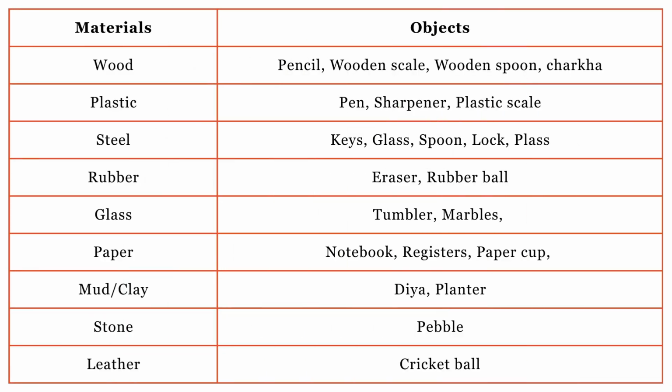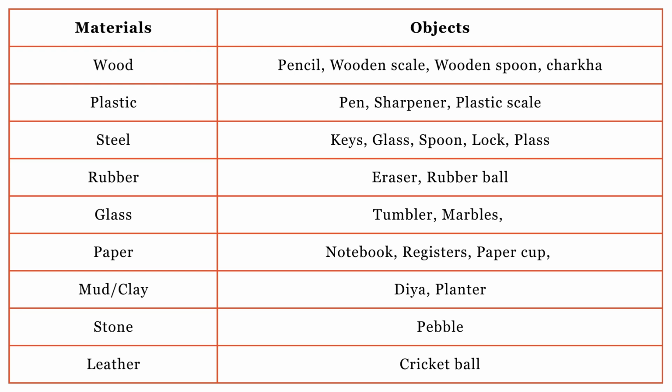So objects like pencil, wooden scale, wooden spoon and charkha are made of wood because wood is strong, durable and easy to shape. Items such as pen, sharpener and plastic scale are made of plastic since it is lightweight and easy to mold. Keys, steel glass, steel spoon, lock and pliers are made of steel as it is hard and long lasting. The eraser and rubber ball are made of rubber because it is soft and flexible.